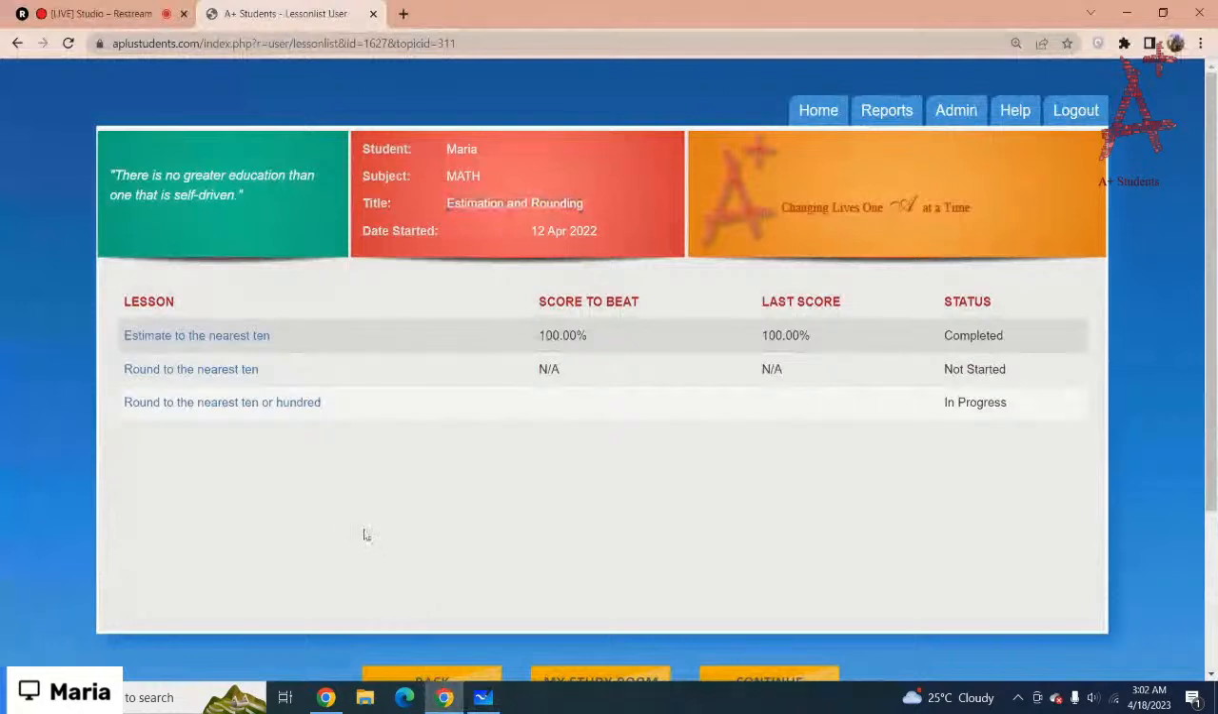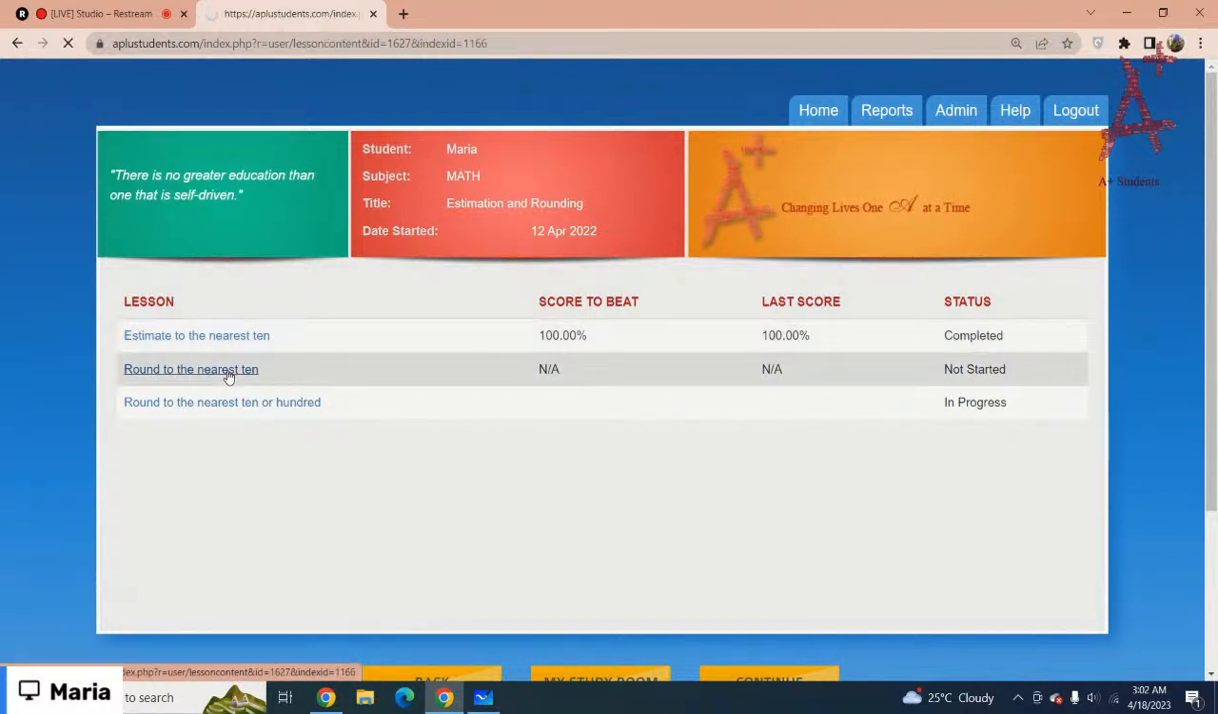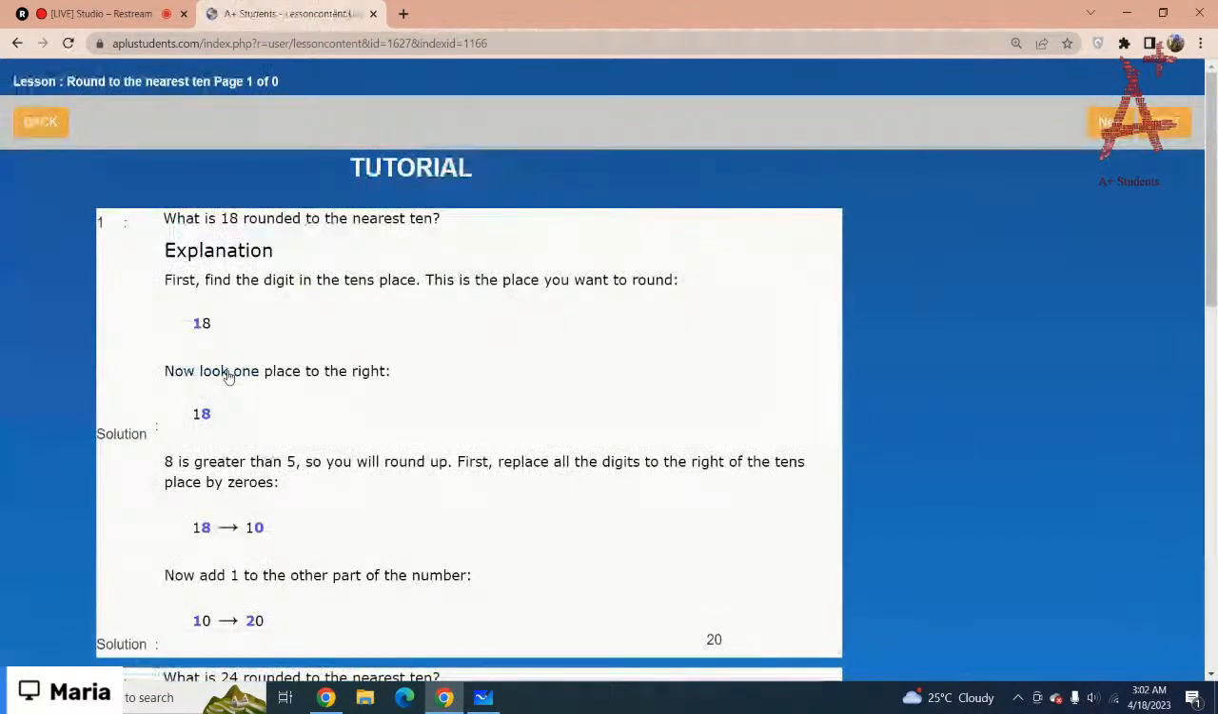So here we are on grade 2 maths. The chapter is estimation and rounding. Let's just start with the lesson round to the nearest 10. Okay, what is 18 rounded to the nearest 10?